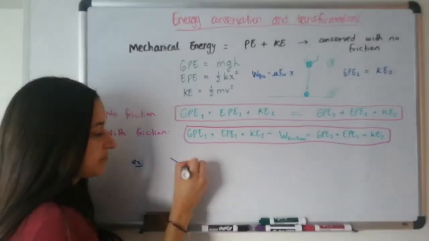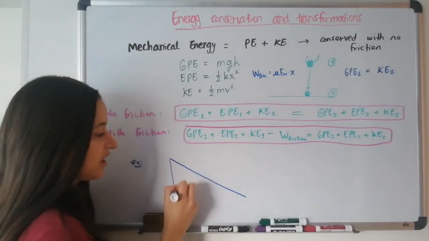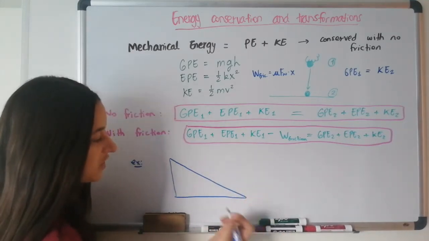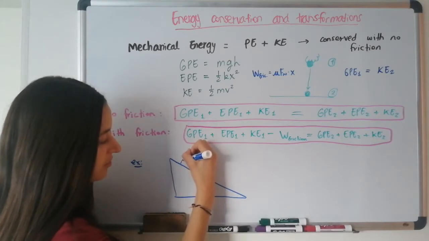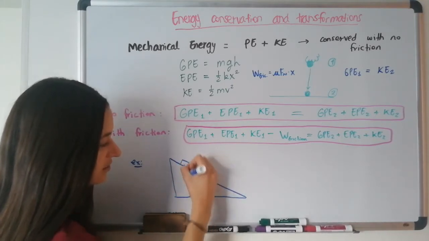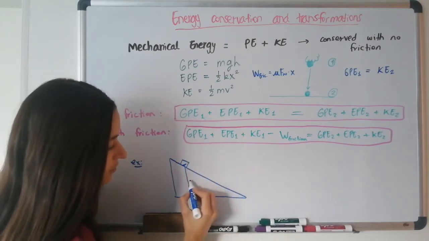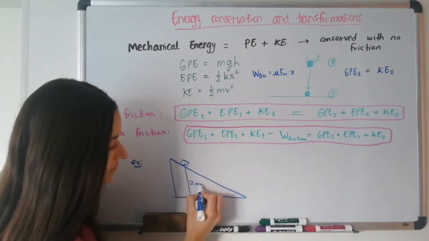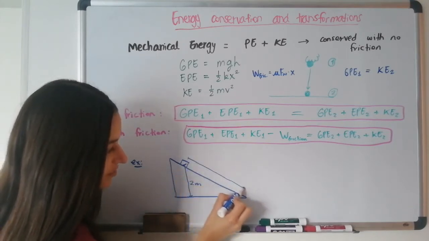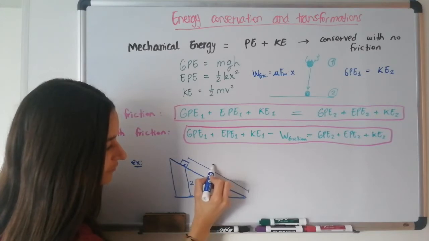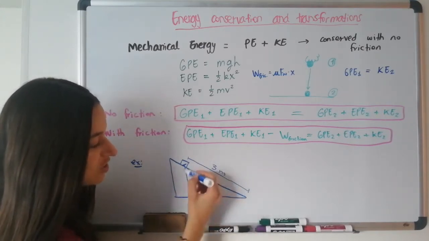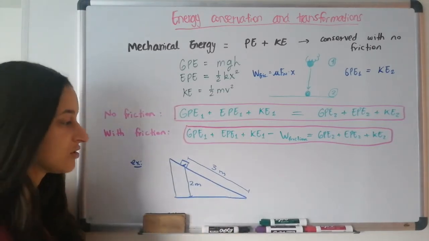Let's say there's a ramp, an inclined plane, like we saw about 3 classes ago. And we have an object at the top, and it's at a height of 2 meters. But it's going to cover a distance going down the ramp of, let's say, 3 meters. Of course, it's longer. The hypotenuse is longer than this angle.